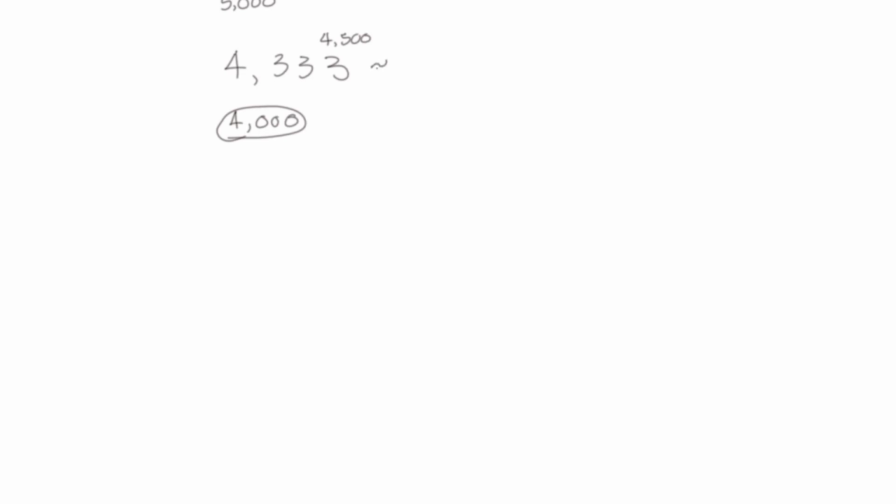So when we write that, instead of writing an equal sign, our equal sign lines become wavy, and that means that it's about this much or it's approximately this much. It's an estimate. So we'd read that as 4,333 is about 4,000.